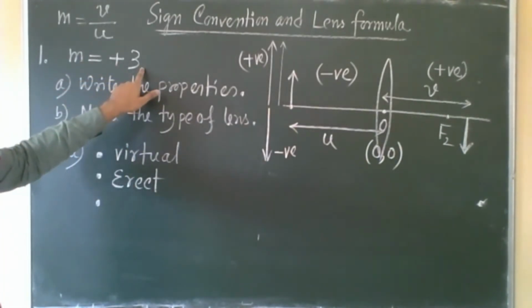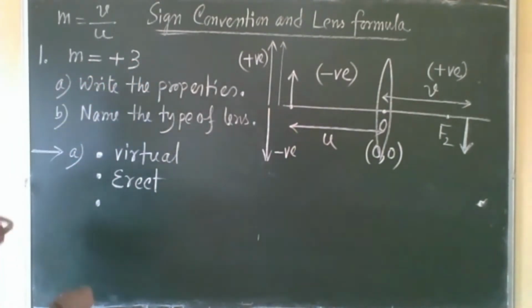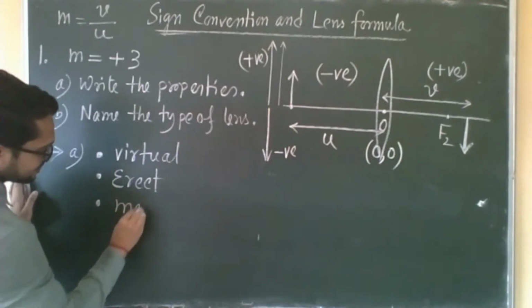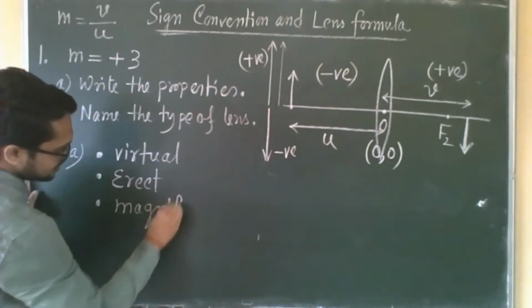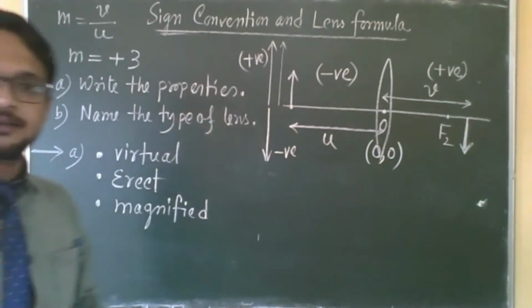Now come to the magnitude. M is 3. 3 means greater than 1. So magnified. Finished, the 3 properties are done.